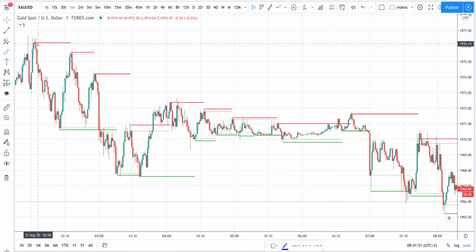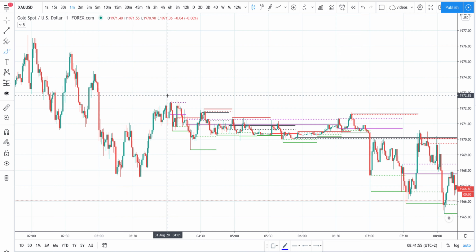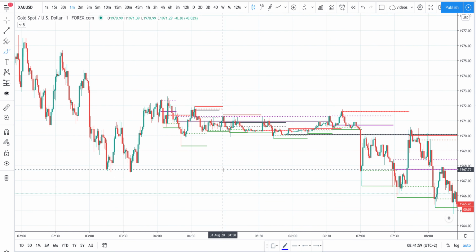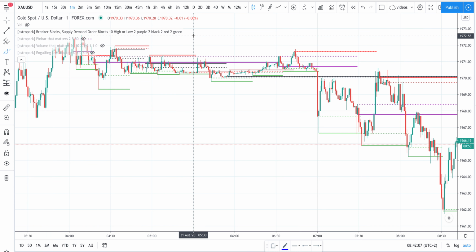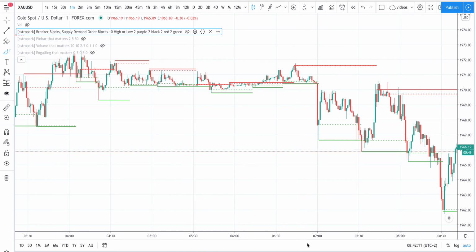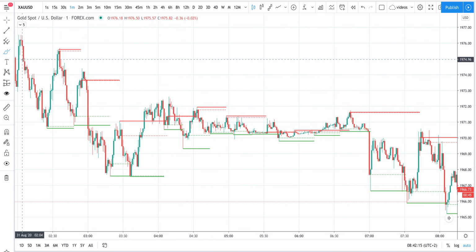So basically you can see that, okay, when I say you are limited on lines, you don't see any more lines here. Now you understand why I told you to insert it 2 times to show both breaker blocks and order blocks.